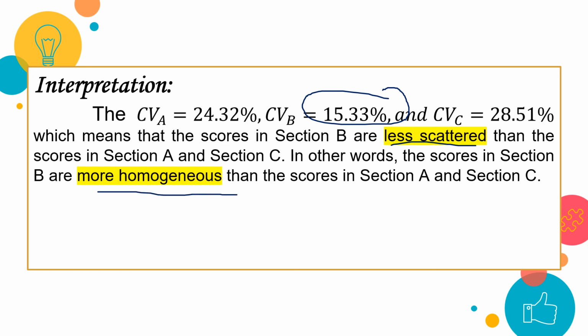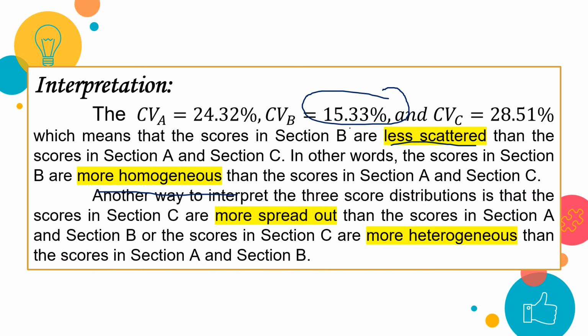Okay. Section B is more homogeneous because it has the smallest percentage compared to the three sections. And then according to the interpretation for coefficient of variation, the smaller the value of the coefficient of variation, the more homogeneous the scores are. Therefore, this is correct. Okay.